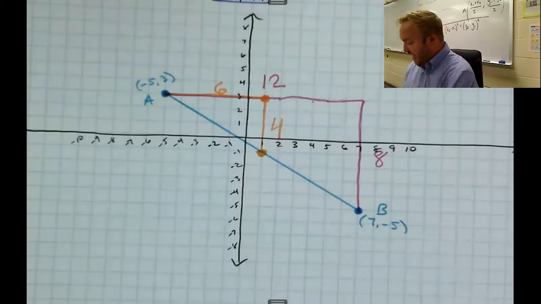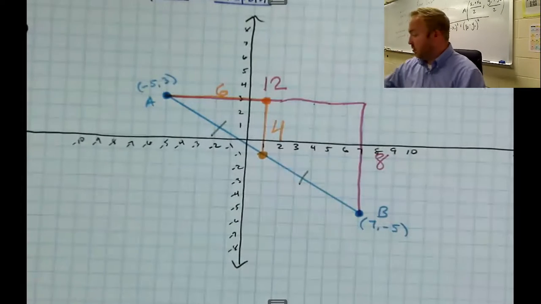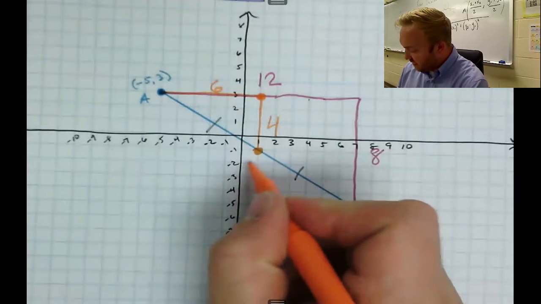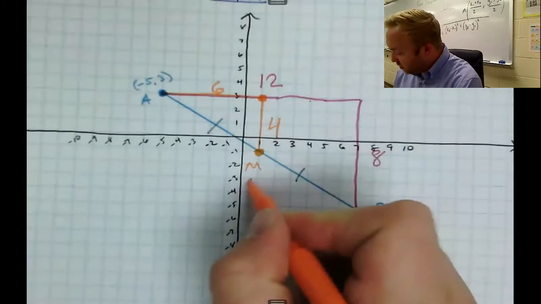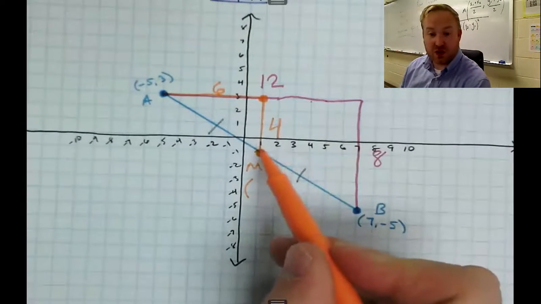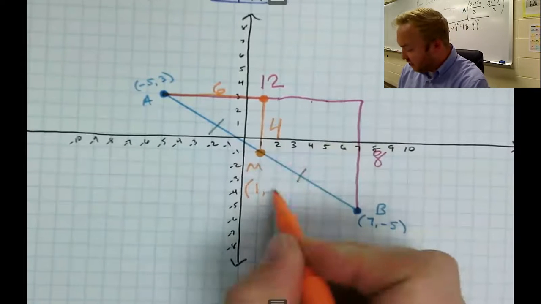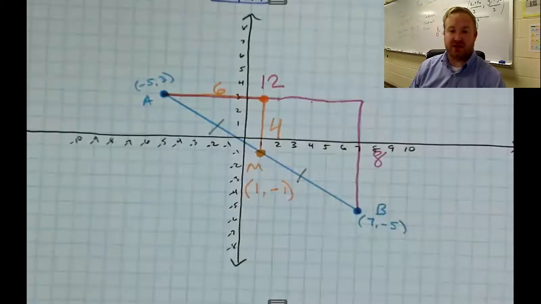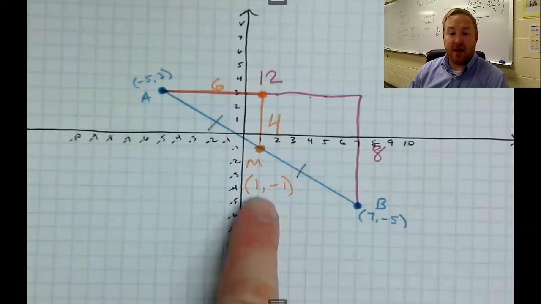So that means that each side of this segment is congruent. So we can call that point M if you want to. The coordinates of that point, let's see, its x coordinate is 1 and its y coordinate is -1. So the coordinates of the midpoint are 1 and -1.